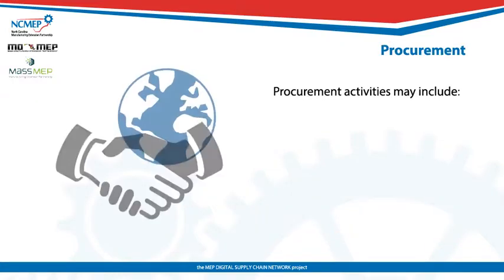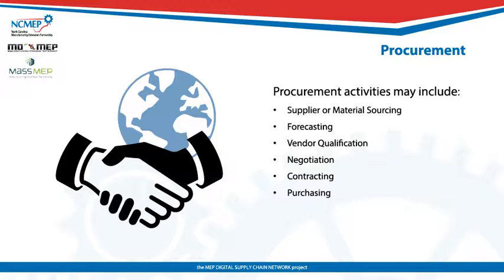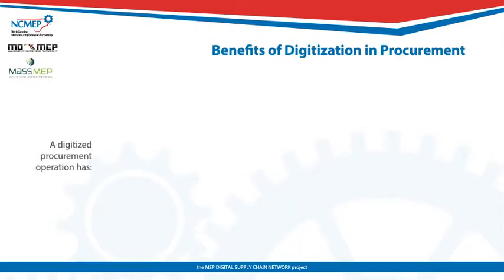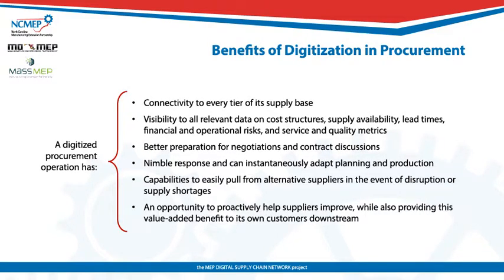Procurement activities include supplier and material sourcing, forecasting, vendor qualification, negotiation, contracting and purchasing, and then accountability measures, such as cost control and analysis and elements of quality. Here you'll see some of the benefits of digitization in procurement. A digitized procurement operation has an opportunity to achieve effectiveness, efficiency, sustainability, and profitability through leveraging each of these opportunities.